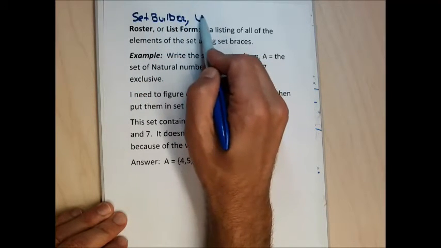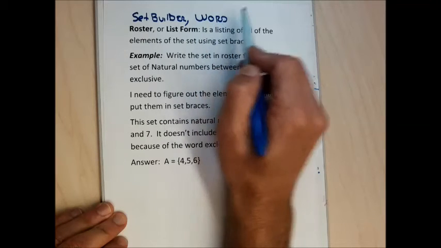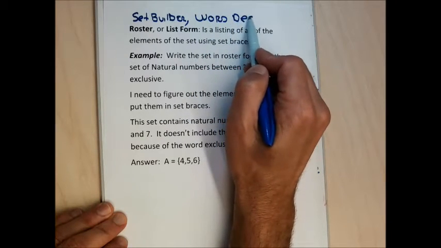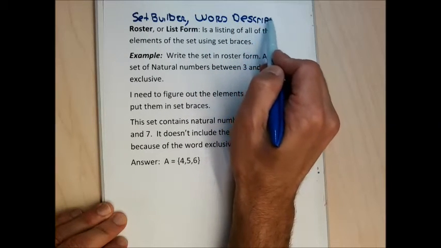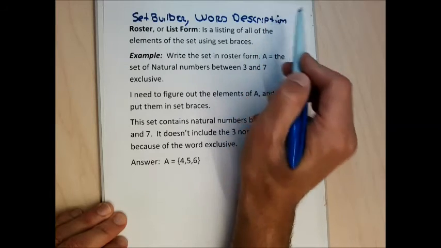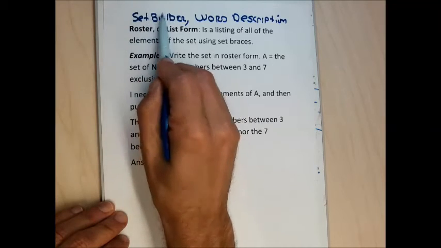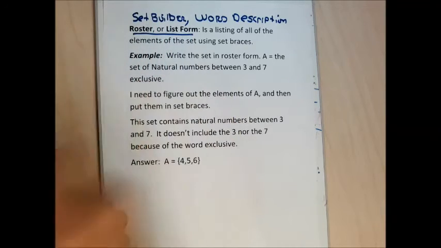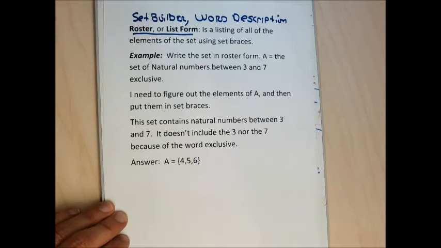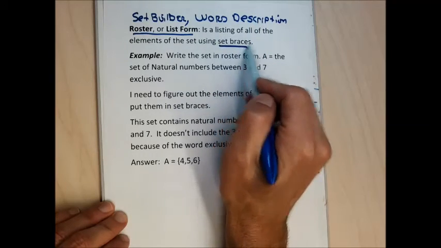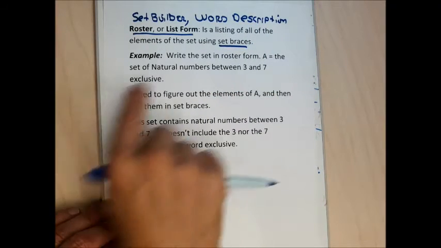We have a word description as a way to define a set. Word description is the only one that doesn't really have symbols. It doesn't have the set braces in it. Set builder form has the set braces in it. And a roster form is a listing of all the elements in a set, and we use set braces for it. So let's get this going.